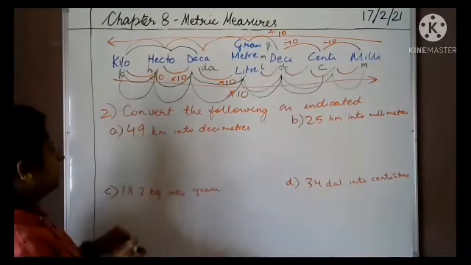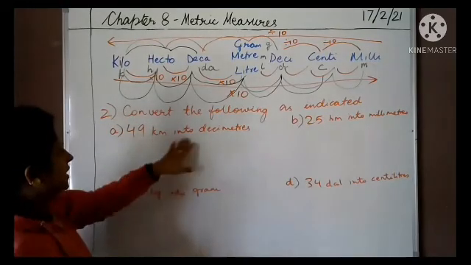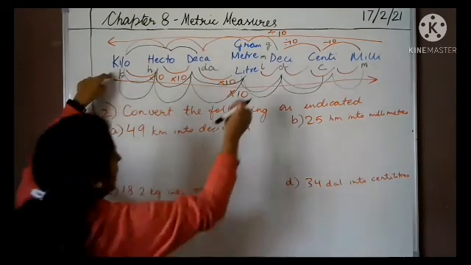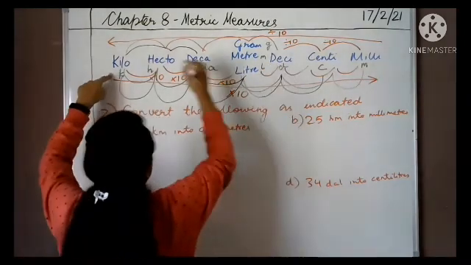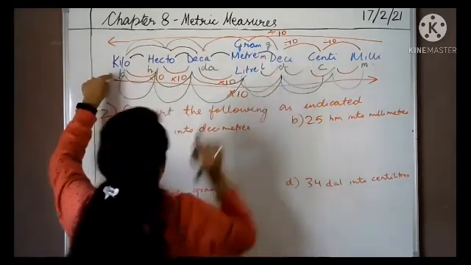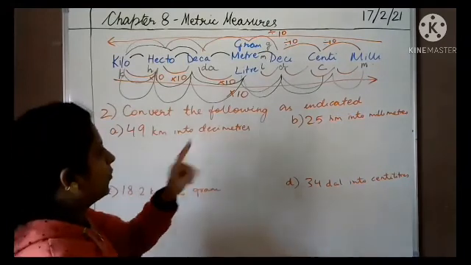So now the first one is 49 kilometer into decimeters. So kilometer means we are here and where do we have to come? Here. So how many times do we have to jump? 1, 2, 3 and 4. So we have to jump 4 times.